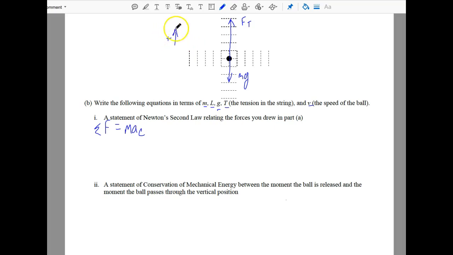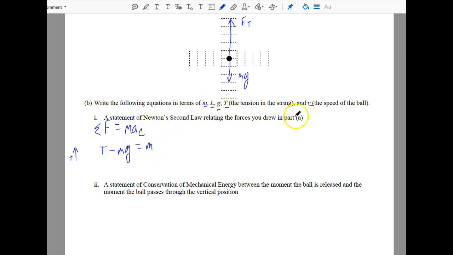If you draw this, don't put it anywhere near this diagram, because if you put it on the diagram, they will not give you points. So probably a better thing to do is to put it down here and just say up is positive. And that's for you more than anything else. So this is going to be T is up, it's positive, minus mg. And notice I wrote T and not FT, because FT would not give you the points. And that's equal to m.